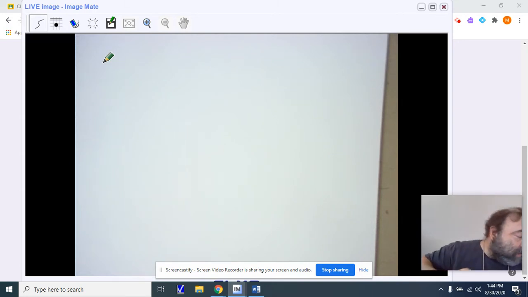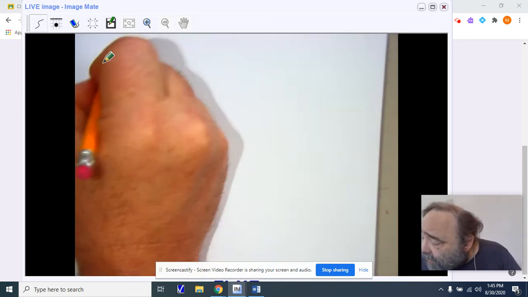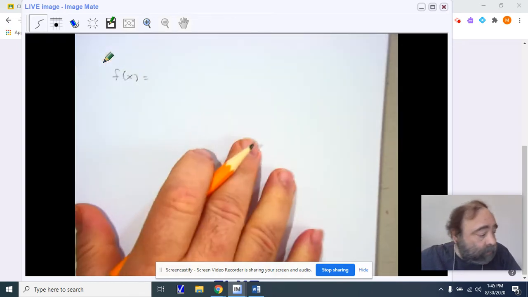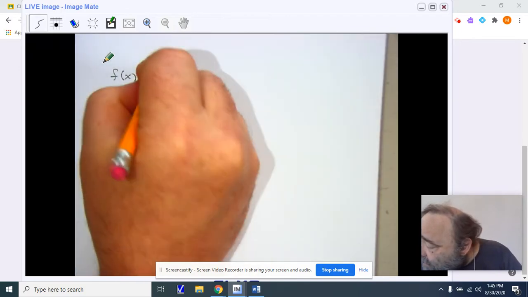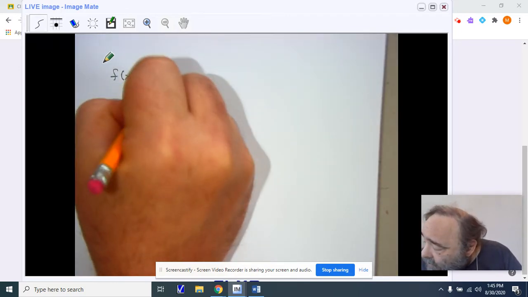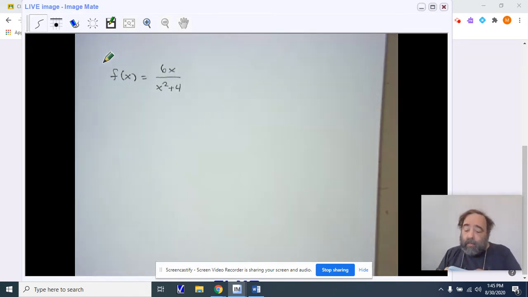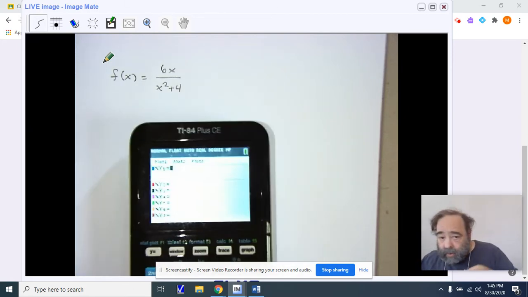So what we're going to do is take a look at a specific function. f of x is equal to 6x over x squared plus 4. And what you're going to want to do is put this into your graphing calculator. I'd just like to go through a couple of features of your graphing calculator in order to do this.